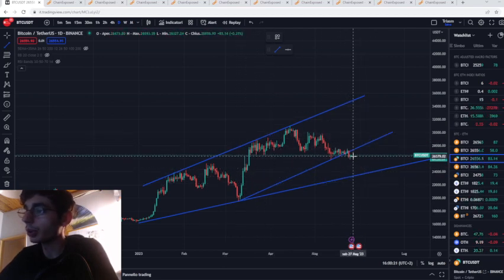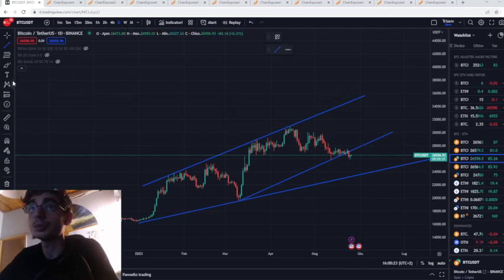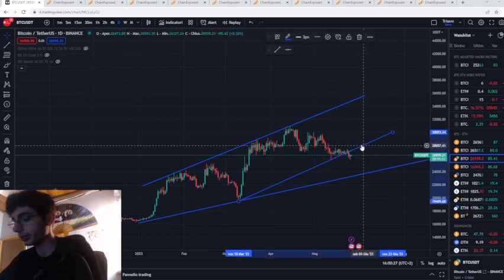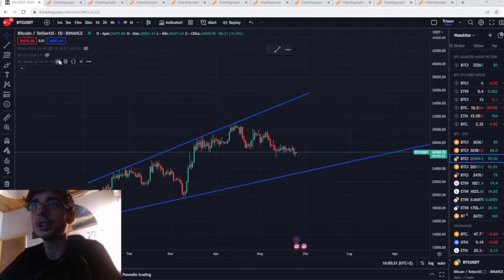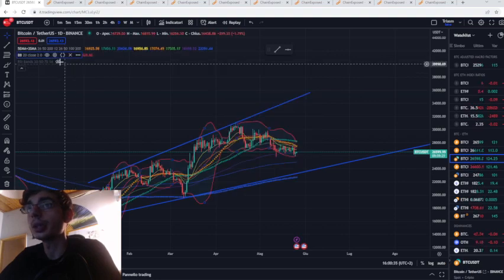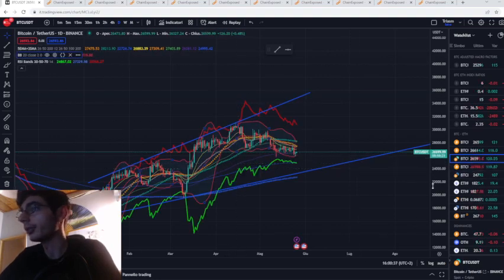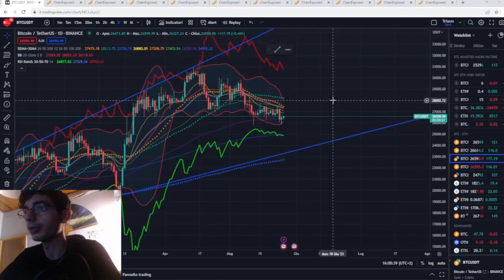We broke to the downside, but still we didn't get to see if we can arrive there. Then we have as well all this kind of useful indication and information for the price.